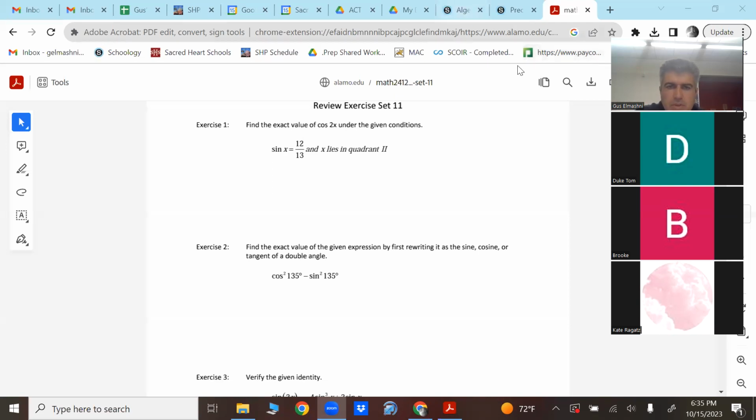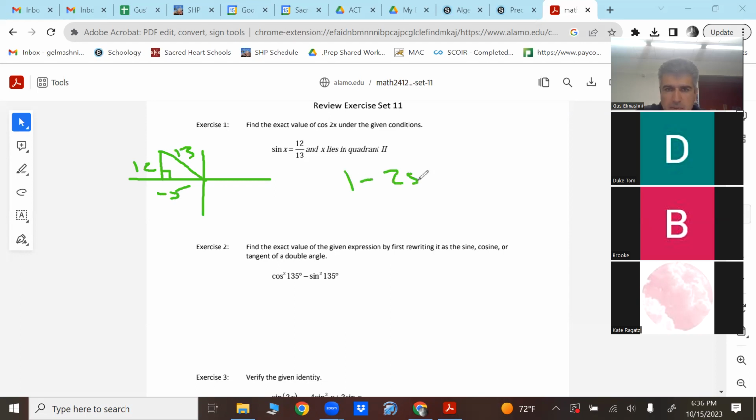So first one you guys should be pretty comfortable with, right? It's not power reducing, obviously, it's double angle, but quadrant 2. And that'll be 12 and 13, -5. So cosine 2x, you can have a few options, up to you.